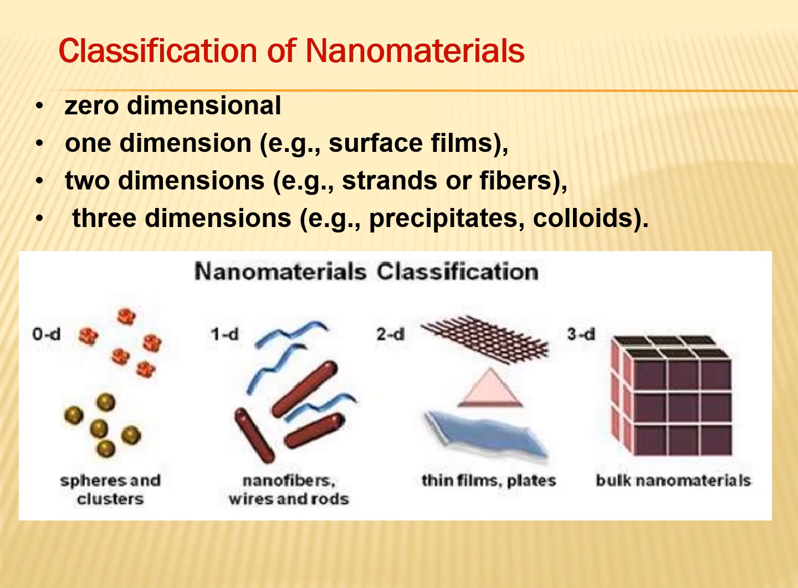Now, classification of nanomaterials based on dimension. It may be zero dimensional, one dimensional, two dimensional, and also three dimensional. In zero dimension, the structure will be sphere or clusters. In one dimension, it will be wire or rods. In two dimensions, it will be thin film or plates. In 3D, it will be bulk materials.